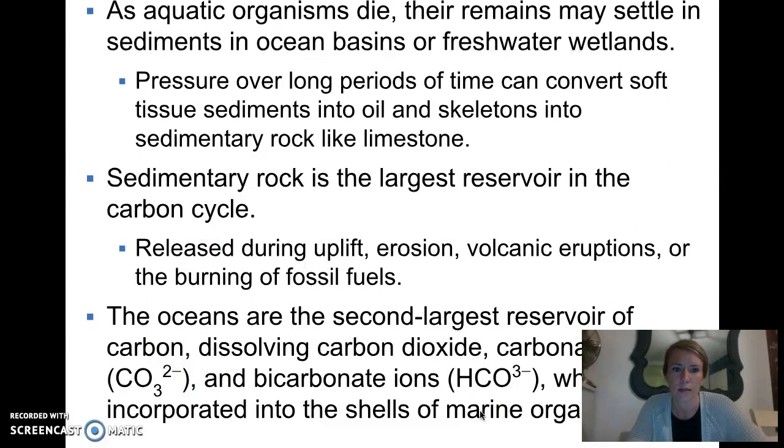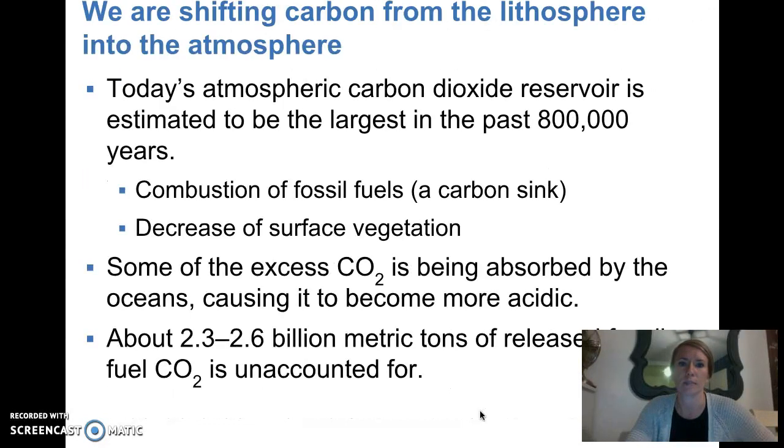It's a reservoir. The oceans are the second largest reservoir of carbon dioxide because gases can be dissolved in the ocean, and carbon dioxide is one of them that's dissolved in the ocean. And a lot of the living things that live in the ocean incorporate this carbon dioxide once it's in the water. It's called carbonate or bicarbonate, and then that makes the shells of many marine organisms.